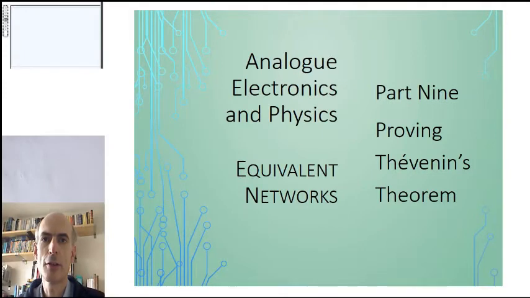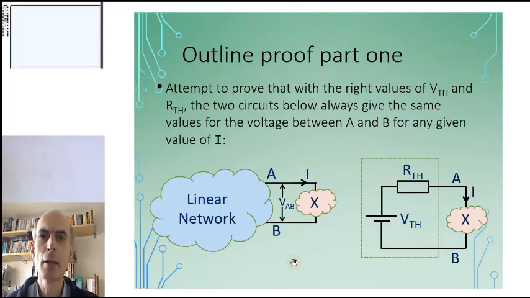Hello. In the last of these short videos about equivalent networks, I'm going to look at an outline proof of Thevenin's theorem. First of all, let's state exactly what we're trying to prove. The idea is that for any linear network, there is an equivalent network which consists of a voltage source with a resistor in series, such that if you put anything between the two terminals of the linear network, the same current would flow and the same voltage would appear across it as if you put the same thing across the equivalent network. Now, let's start a proof.